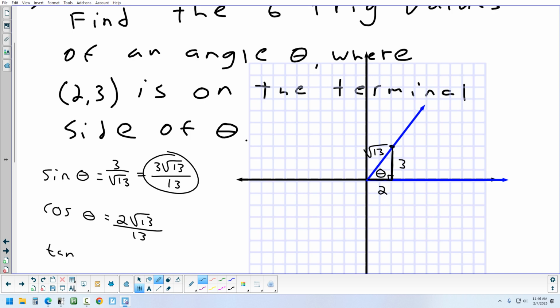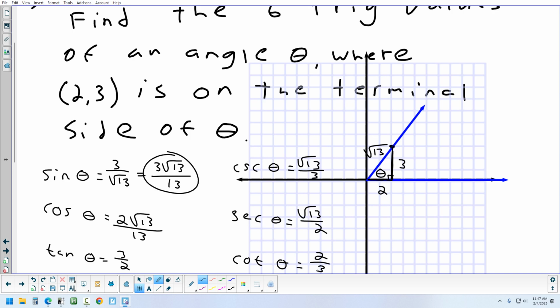Okay, and my tangent? 3 over 2. My cosecant? Square root of 13 over 3. My secant? Square root of 13 over 2. And lastly, my cotangent? 2 over 3.